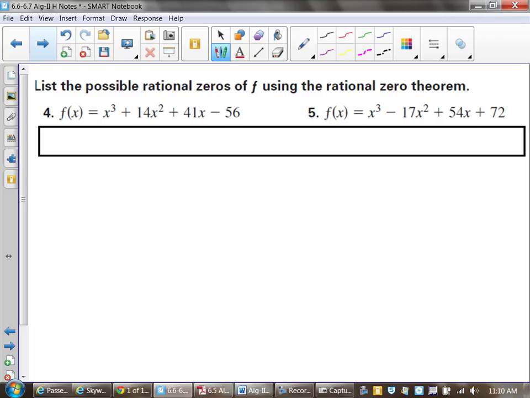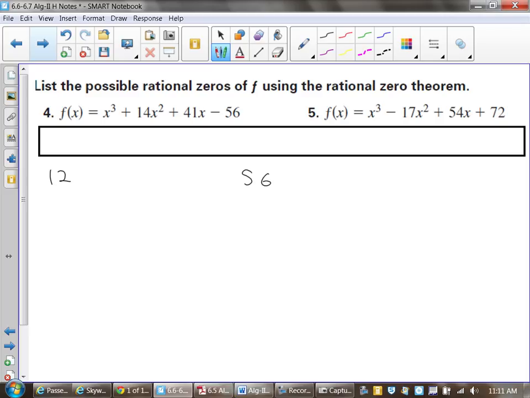Again, if I wanted to just list out, you don't have to write all this out, but what would I be listing out? What is your constant? 56. What is your leading coefficient? 1. So I'd have to list out all of the factors of 56.